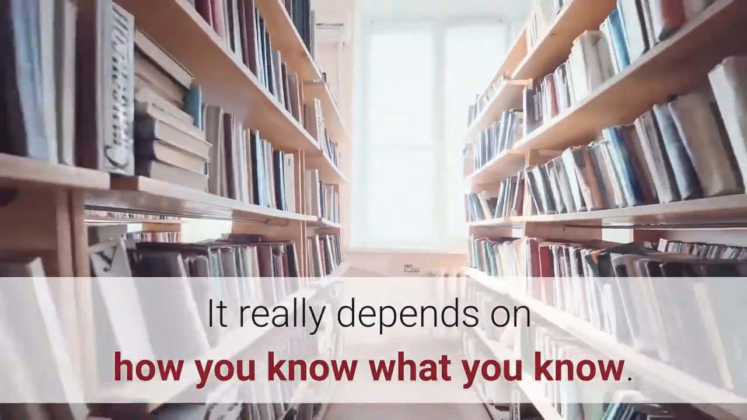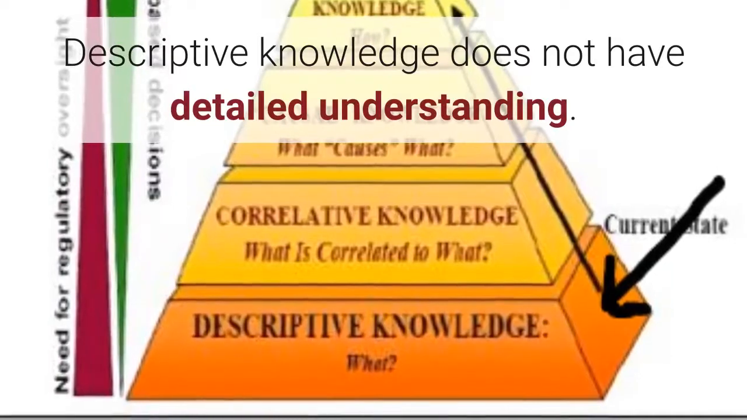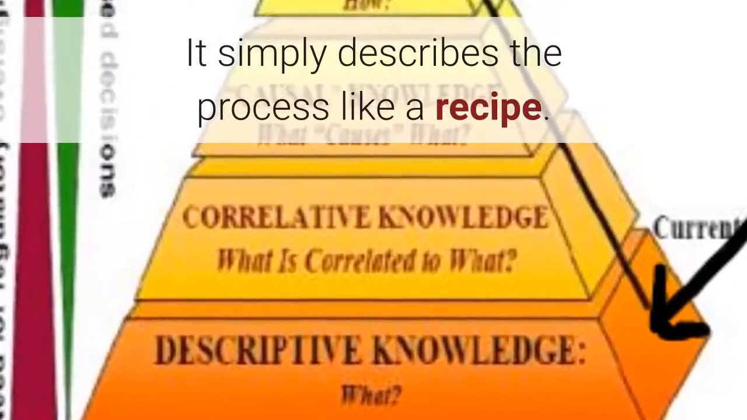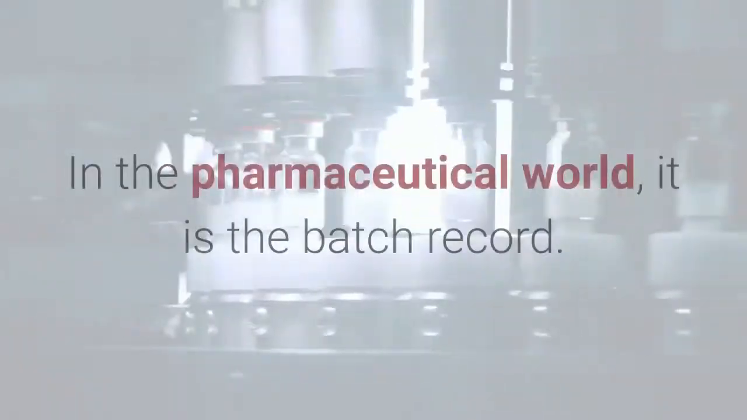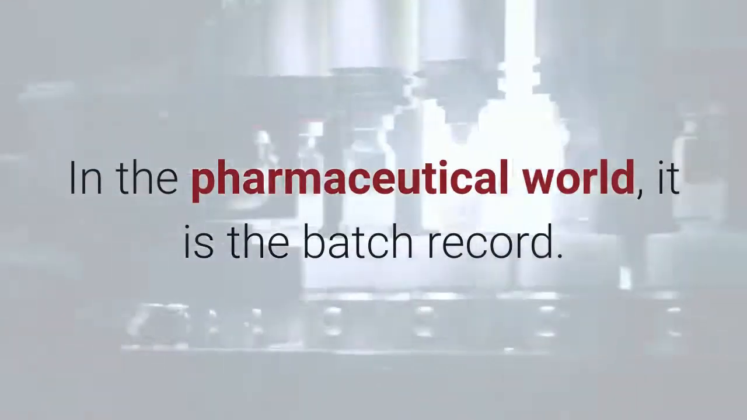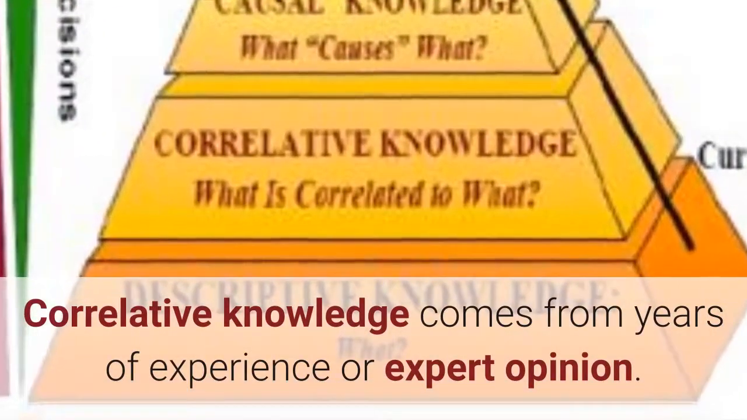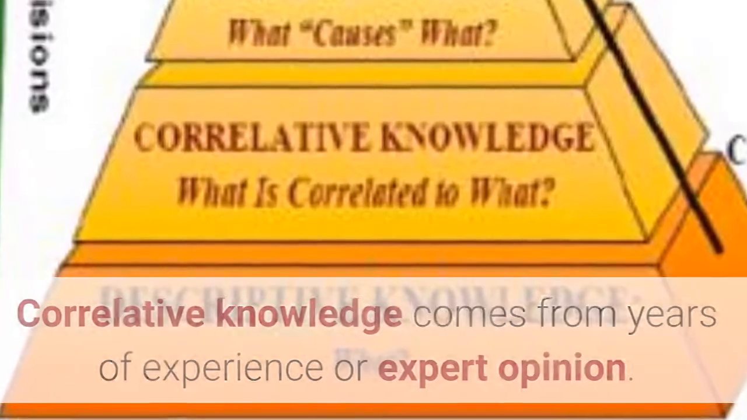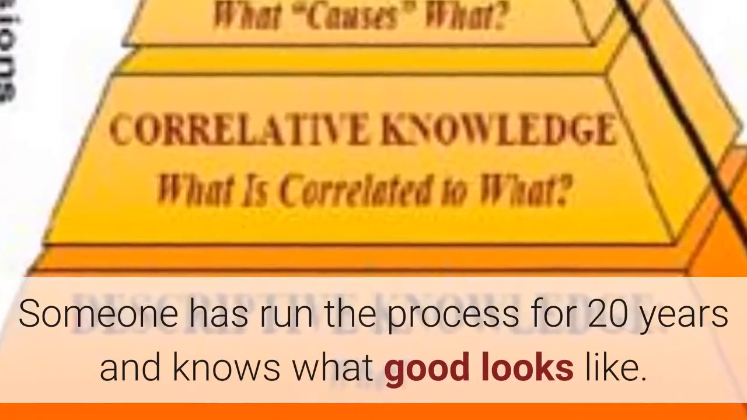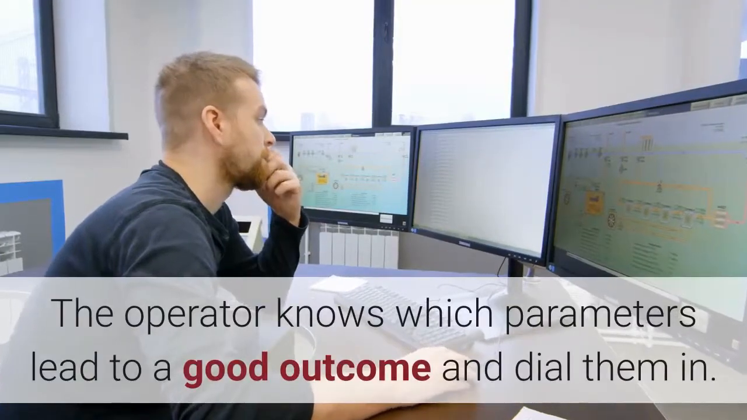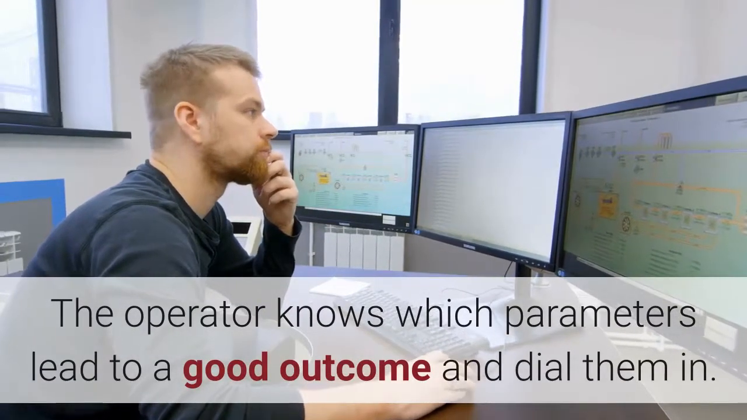Knowledge is not created equal. It really depends on how you know what you know. Descriptive knowledge does not have detailed understanding. It simply describes the process like a recipe. In the pharmaceutical world, it is the batch record. Correlative knowledge comes from years of experience or expert opinion. Someone has run the process for 20 years and knows what good looks like. The operator knows which parameters lead to a good outcome and dials them in.